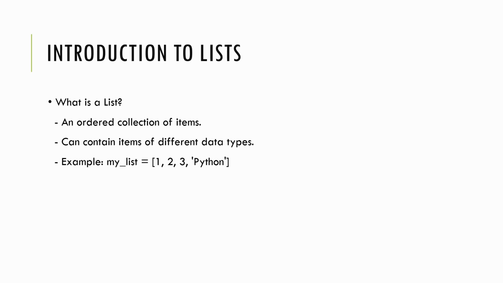Let's start with the basics. A list is an ordered collection of items in Python. Lists are flexible. They can contain elements of various data types like numbers, strings, or even other lists. For example, you can create a list like this: my_list = [1, 2, 3, "Python"]. As you can see, this list contains both integers and a string.